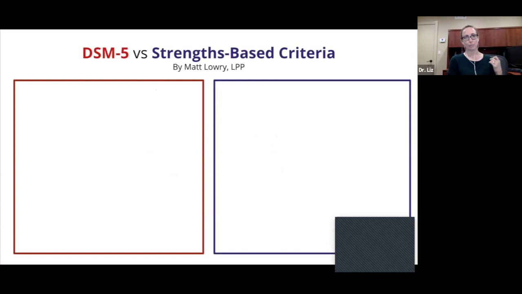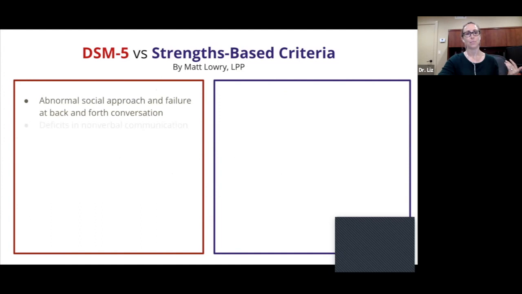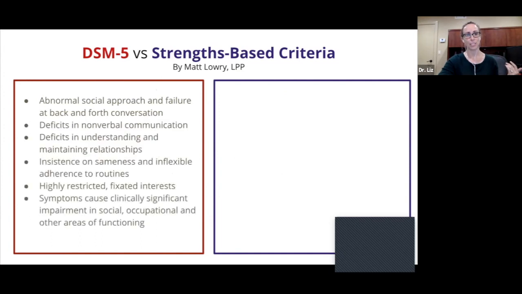And I really love this DSM reframing by Matt Lowry. He is a psychologist who is autistic, and he is the father of an autistic child as well. And so these are the DSM criteria that we're familiar with. So abnormal social approach, deficits in nonverbal communication, insistence on sameness, and so forth. And as a sampling, and the full version of this is available on my website on the Autism blog, here are a couple key points.